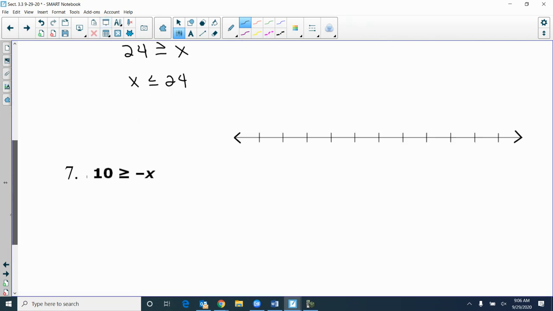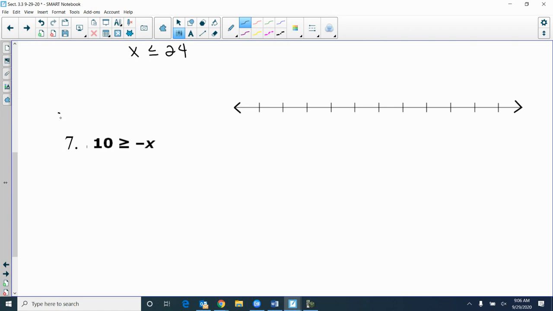All right, now this 7. It's just easy to miss this one, just to make a kind of mistake. Just want to make sure I highlight it. 10 is greater than or equal to -x. x isn't by itself. Okay, exactly what I need to do. You divide both sides by -1. I need to divide by -1, like he said. Now that is a negative number. 10 divided by -1 is -10.